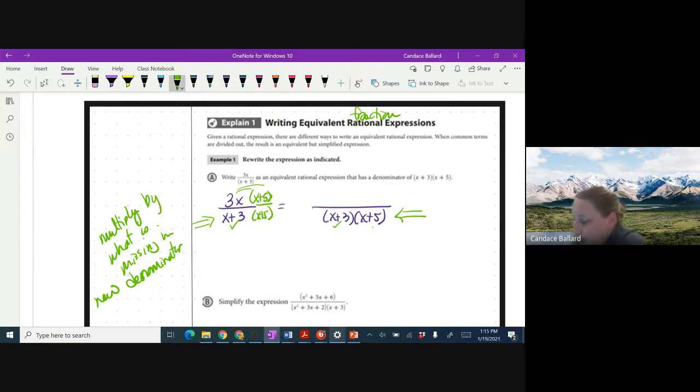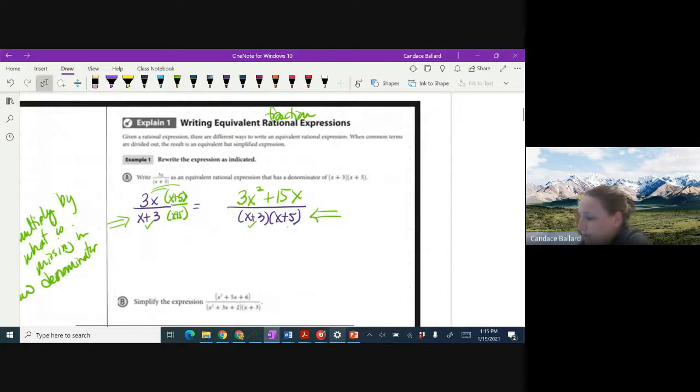Awesome job. We are going to distribute. So I get 3x squared plus 15x. I'm going to leave the denominator the way it is. So this new fraction is equivalent to this old one because we multiplied it by 1. Basically, we multiplied it by 1, but our 1 was fancy. It looked like x plus 5 over x plus 5.